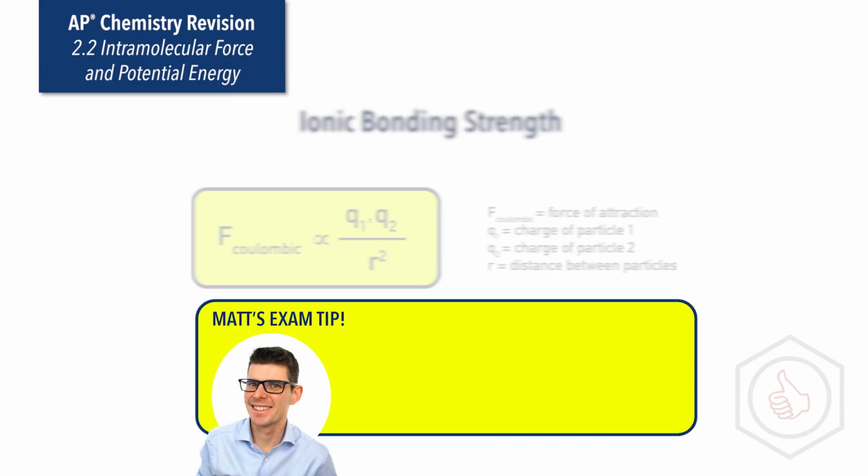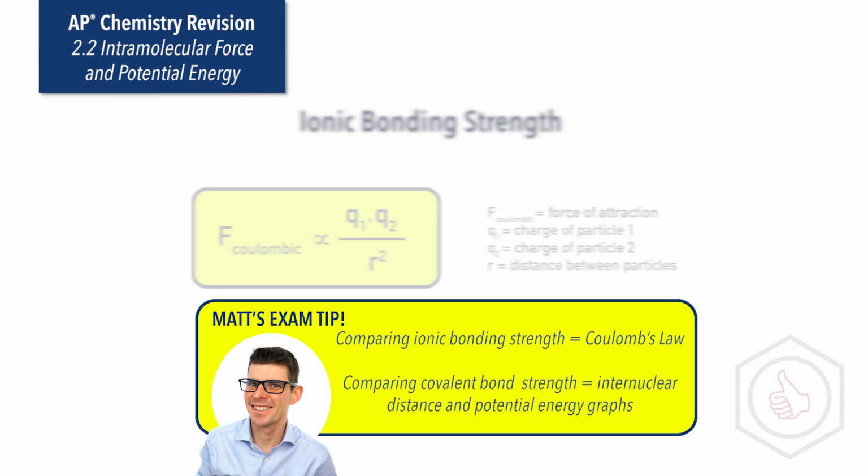Exam tip here. When comparing bonding strength in ionic compounds, we use Coulomb's law. And when comparing bond strength for covalent bonds, we use internuclear distance and the potential energy graphs previously shown.